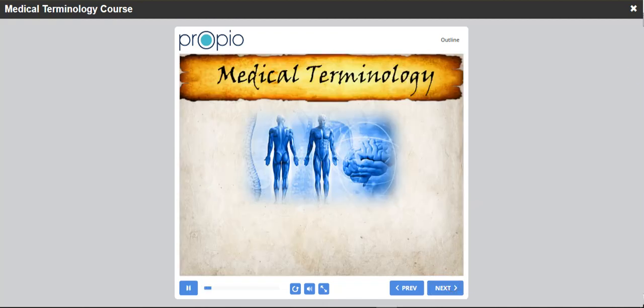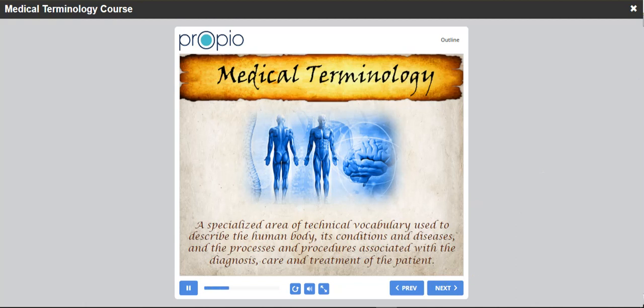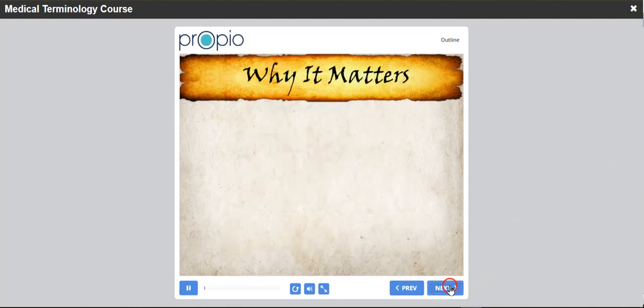What is medical terminology? Medical terminology is a specialized area of technical vocabulary used to describe the human body, its conditions and diseases, and the processes and procedures associated with the diagnosis, care, and treatment of the patient. Why does it matter to know medical terminology?